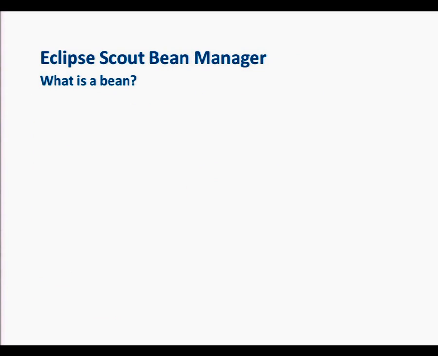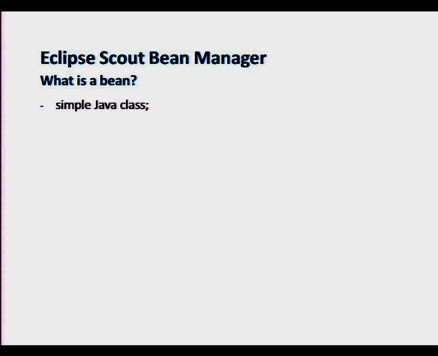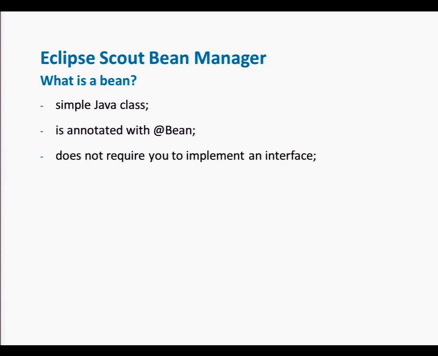But let's start from the beginning. What is a bean? A bean is just a simple Java class that is annotated with a bean annotation. Let's make a class a bean. With that bean, you can provide some functionality. And the very cool thing about beans is that they do not require you to implement a technical or a business interface. You just have that class annotated with the annotation, and it's an absolutely valid bean.